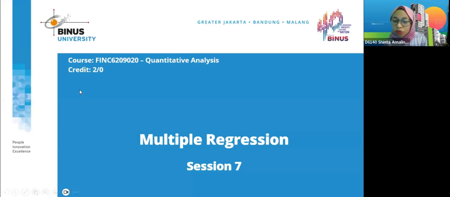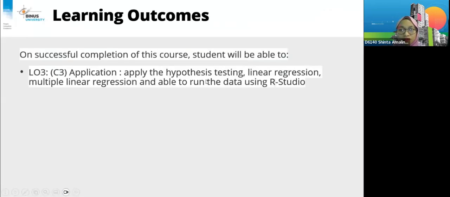So if you have any questions, or we can move forward with the sessions today, which we are going to discuss about multiple regressions from session 7. If I talk about multiple linear regressions, this is from the third learning outcomes, which apply in the hypothesis testing, and this is today's sessions, linear regressions, multiple linear regressions, and at the end you should be able to run the data using the R Studio.